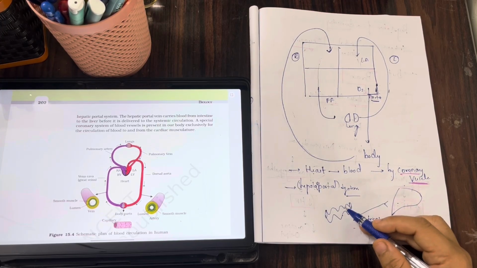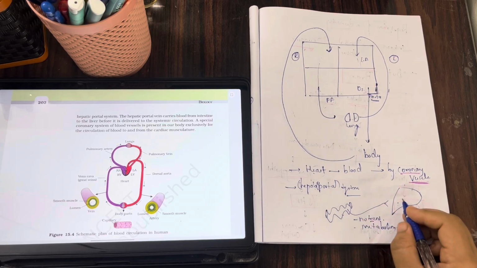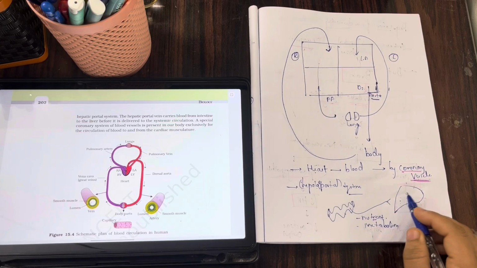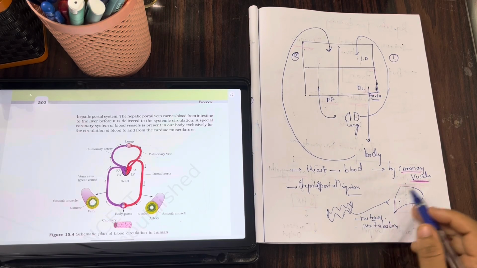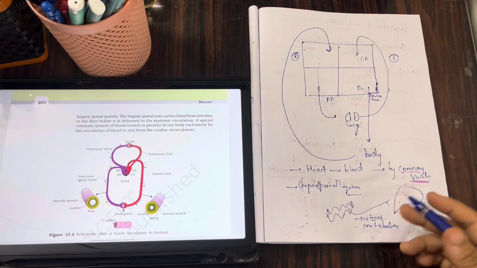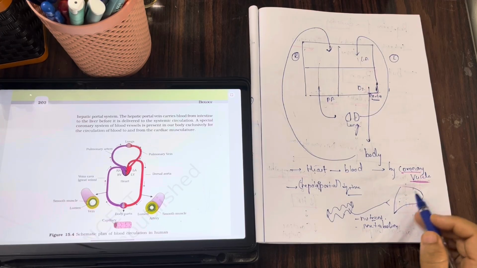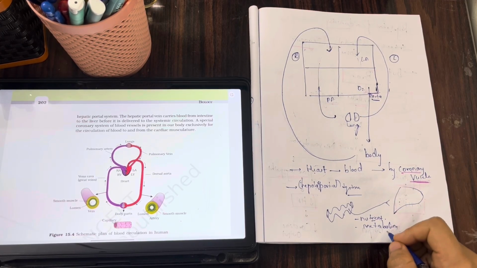That is, there is a specialized vascular connection between the intestine and the liver. So always the blood from the intestine is directed to the liver. Why? Because nutrients and toxic substances, like if you're consuming any drug, everything will be taken first to the liver, where it will help for the metabolism, and then the blood will enter into systemic circulation.